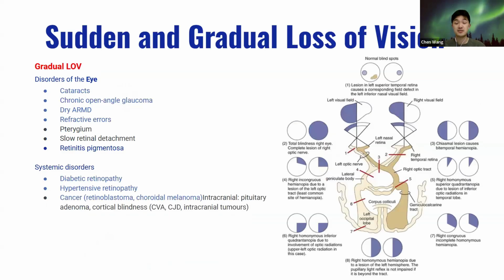On the other side of the spectrum, we have gradual loss of vision. Again, we can differentiate them between disorders of the eye and more systemic disorders. For disorders of the eye, we're really thinking about cataracts, primary open-angle glaucoma, dry age-related macular degeneration, and refractive errors. For systemic, we're thinking about diabetic retinopathy, hypertensive retinopathy, and some rarer cases of cancer as well.